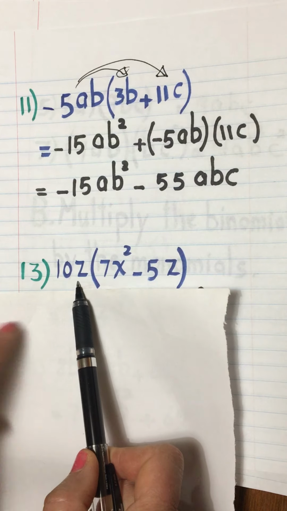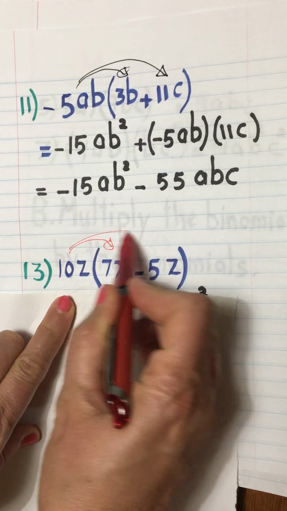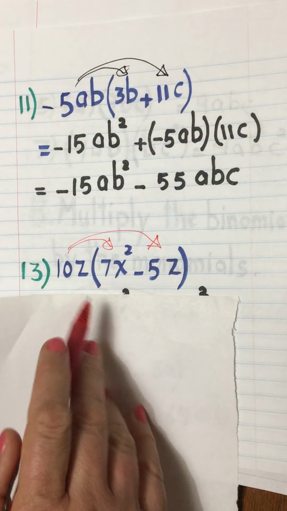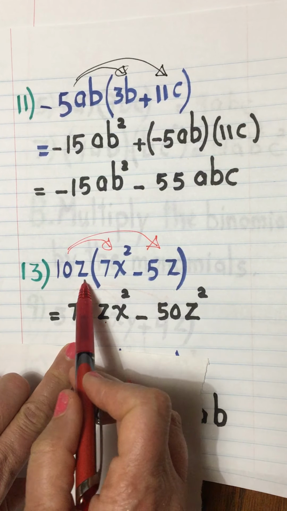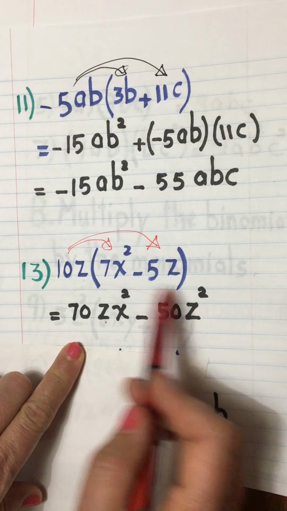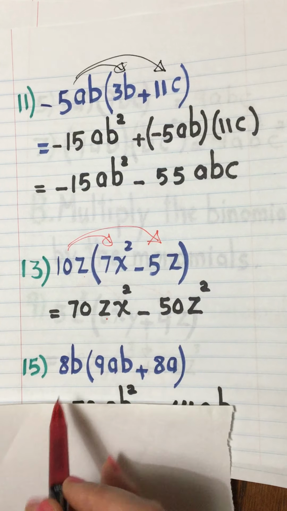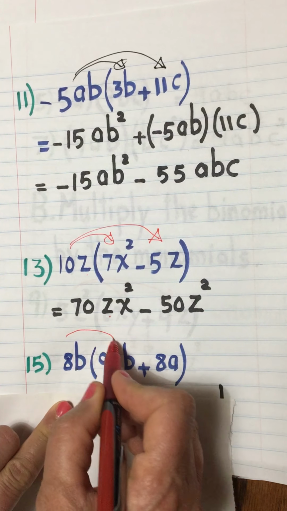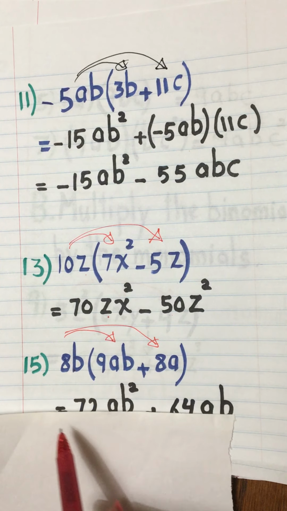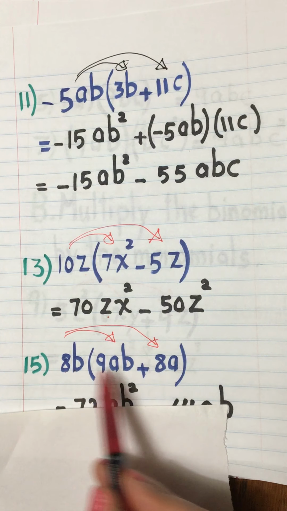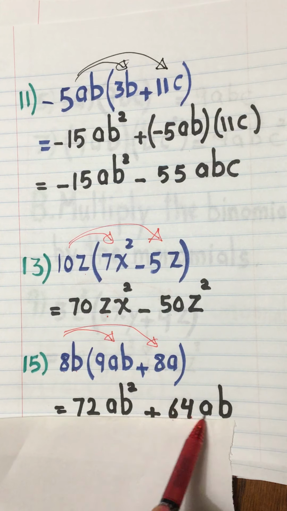Question 13, 10z. I'm going to distribute 10z and multiply it by each term. 10z times 7x squared, 70zx squared, times 5, 50zx, z times z squared. So this is the answer. 8b, I'm going to multiply it by each term, times 9ab, so 72ab squared, 8 times 8, 64ab.